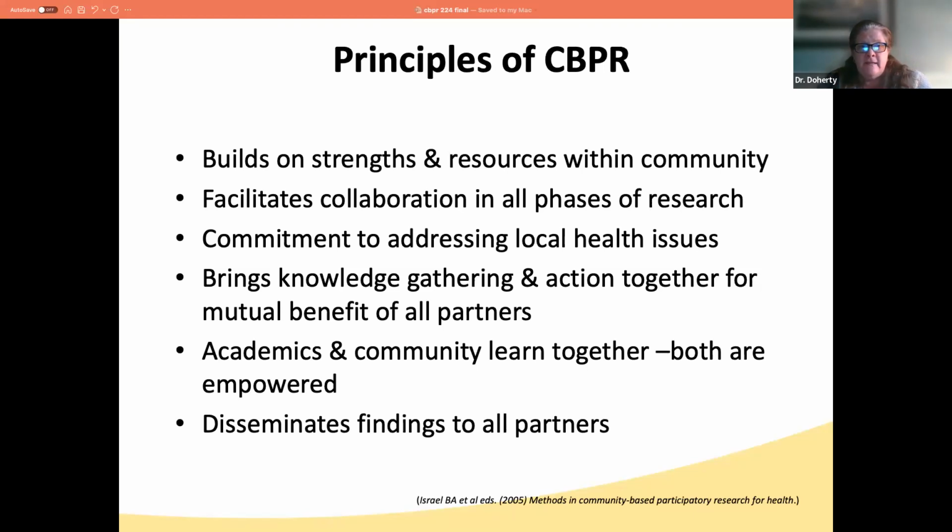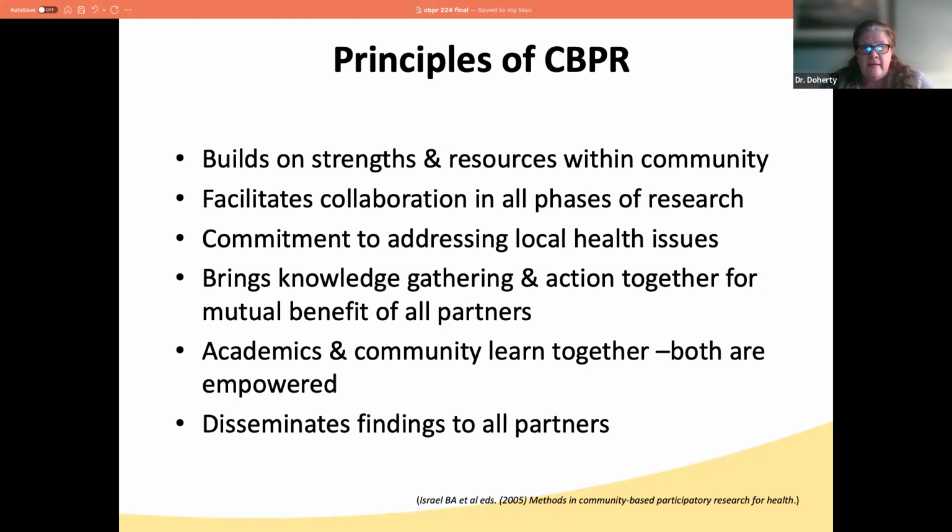Community-based research facilitates collaboration in all phases of the research. There's a commitment to addressing local health issues. So the academic or academician may think that one local health issue is what is important, but finding out from the community if that in fact is true and what their local health issues are, that is extremely important.